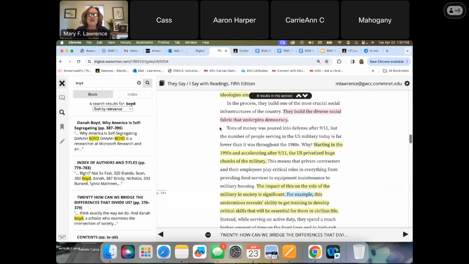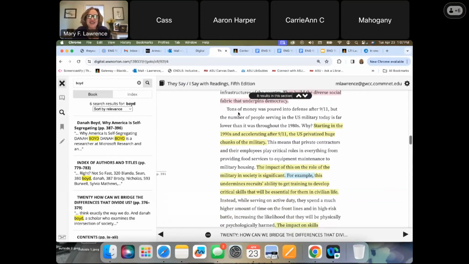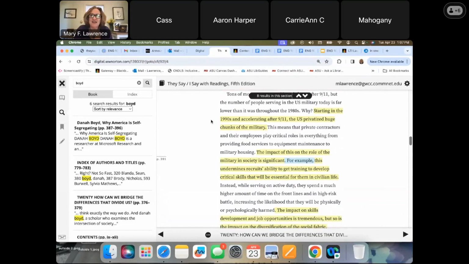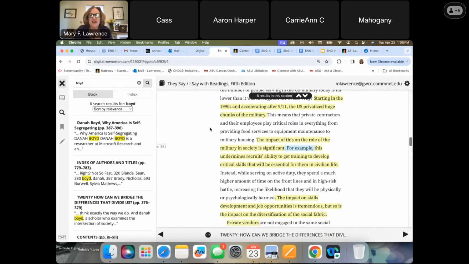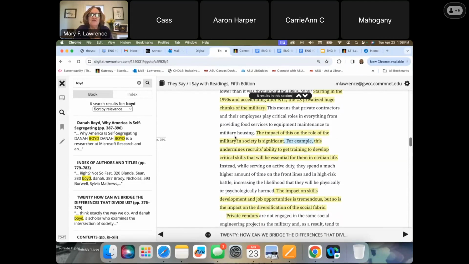but then things shifted. Tons of money, it often comes down to money, was poured into defense after 9/11. So now the military budget is huge, and that military funding was accelerated and then going more towards private military.